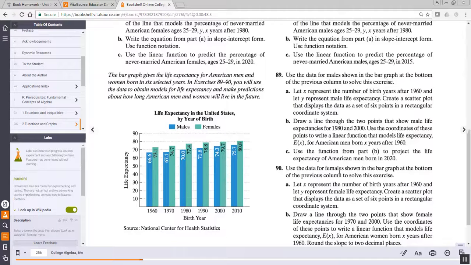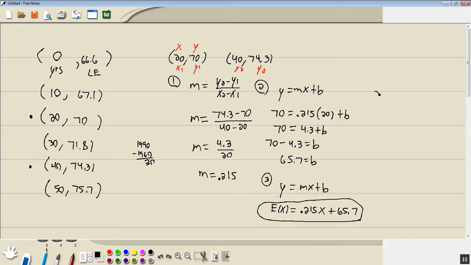Now when they're asking you in part C, use it to project the life expectancy of an American born in 2020. If I take my 2020 minus 1960, because remember x is the number of years since 1960, that would be 60. You'd then take that and plug it in here. So we'd have 0.215 times 60 plus 65.7. And then that would give you whatever.